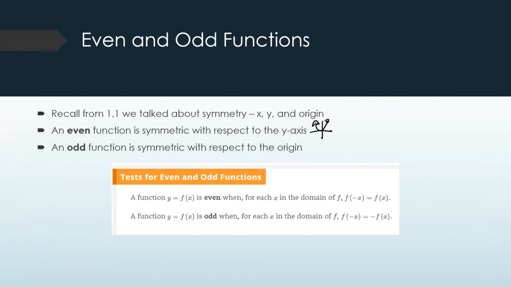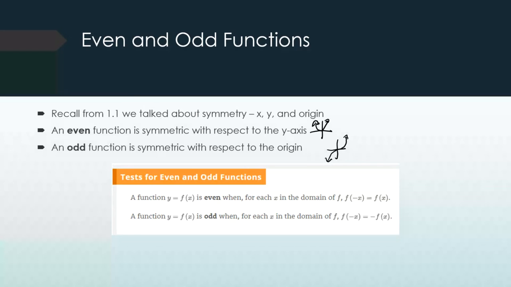So across the y-axis, well, I can't draw a mirror image, but it's supposed to be a mirror image there. An odd function is symmetric with respect to the origin. So that would look something like this, where they're not exactly mirror images. You have to reflect it once and then reflect it again. That's symmetric with respect to the origin.